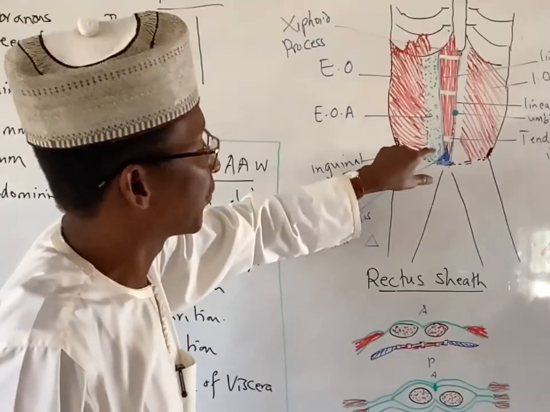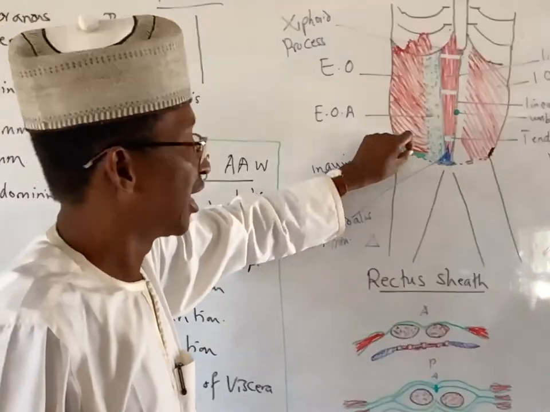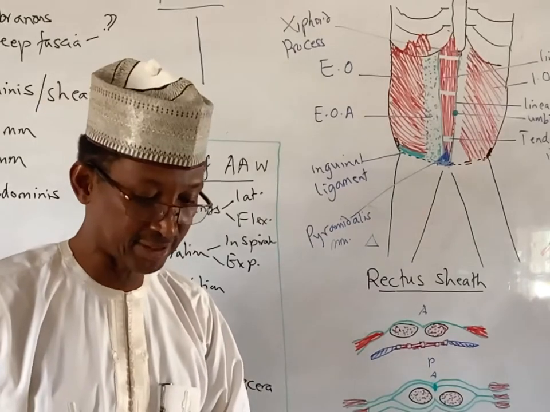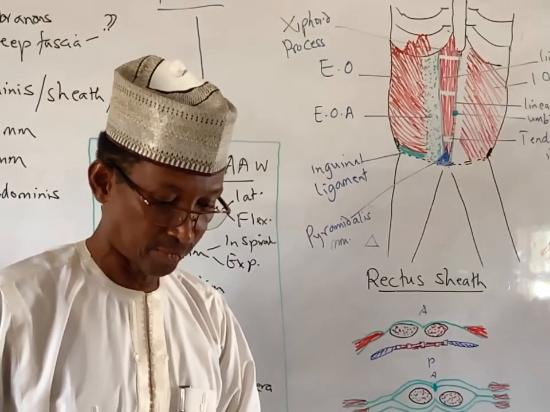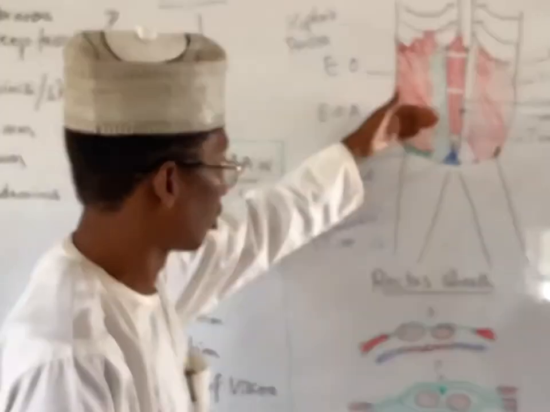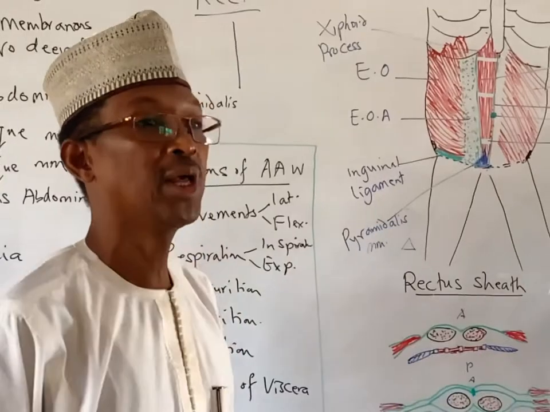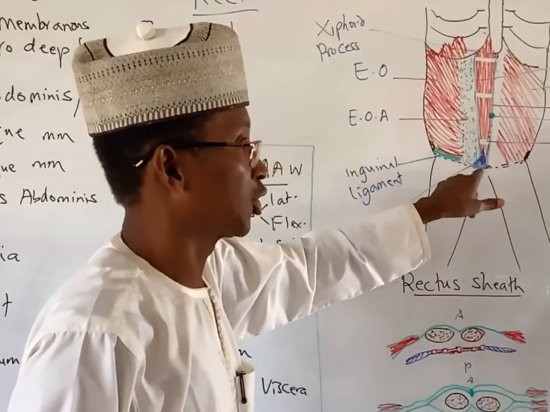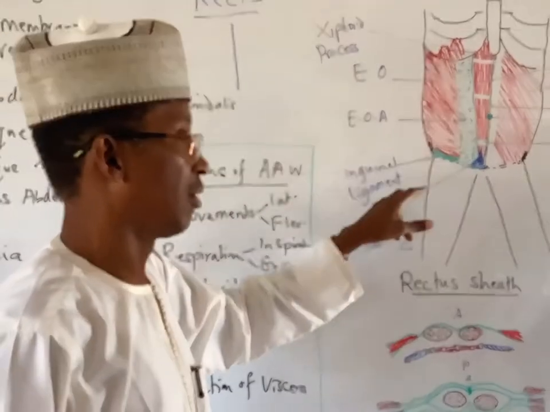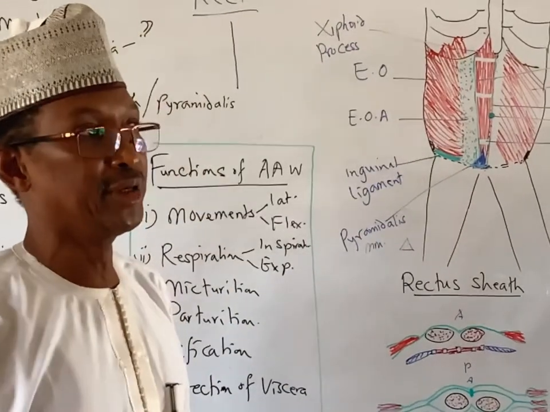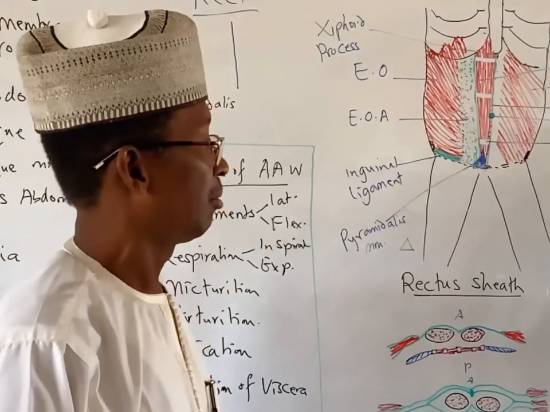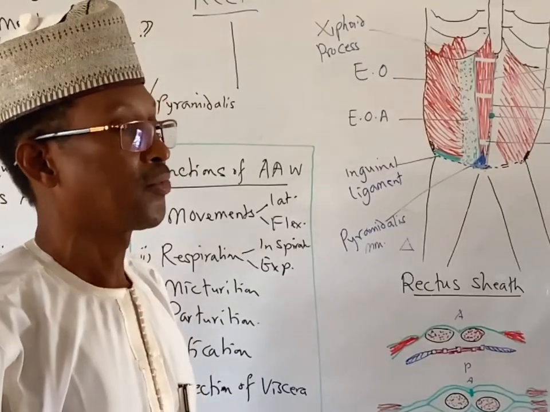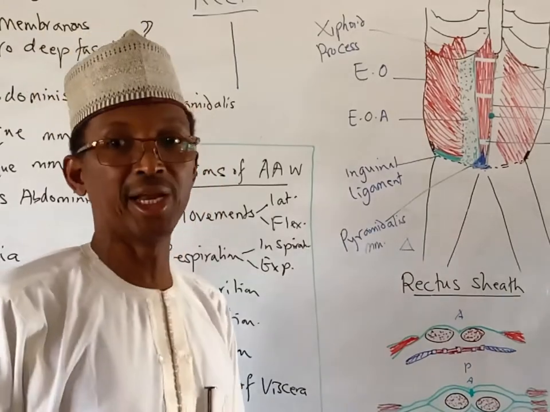So the lower fibers of the external oblique muscle tend to roll in. If this is the lower edge like this, it rolls like that. From here, it rolls down and inward like that to form what you call ilioinguinal ligament. So we have ilioinguinal ligament coming as a result of the aponeurosis of the external oblique muscle. So now we've seen that the ilioinguinal ligament is mainly formed from the rolled-in fibers of the external oblique muscle.